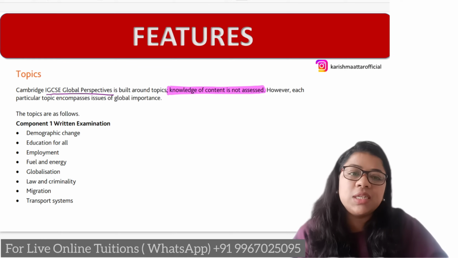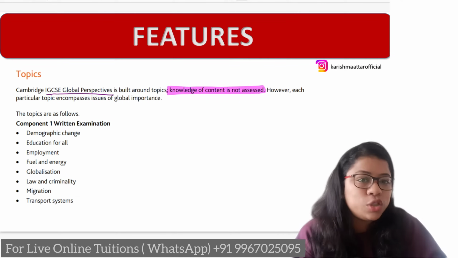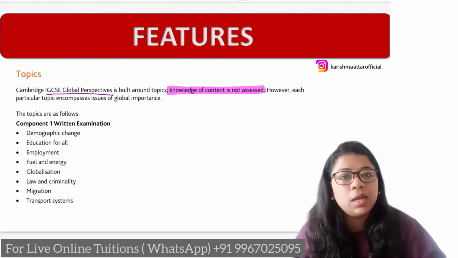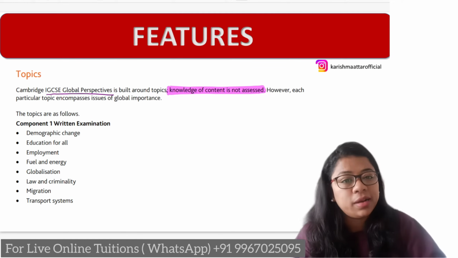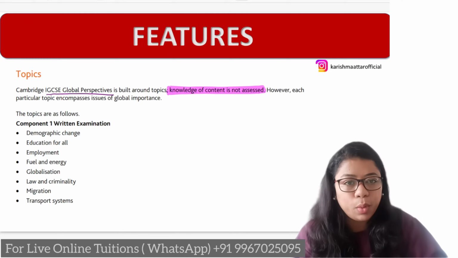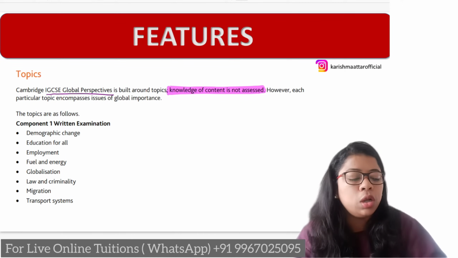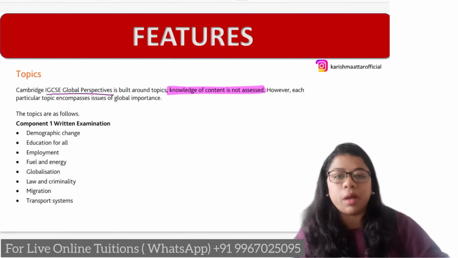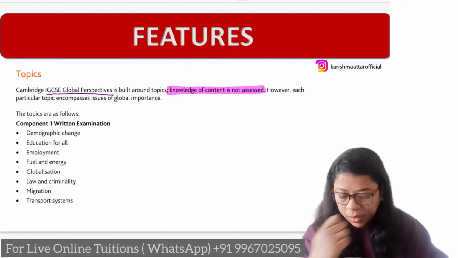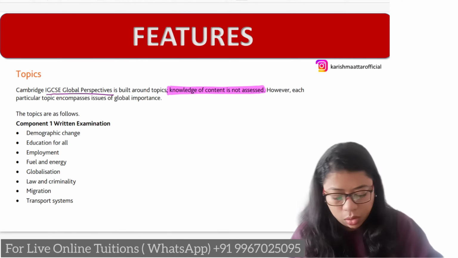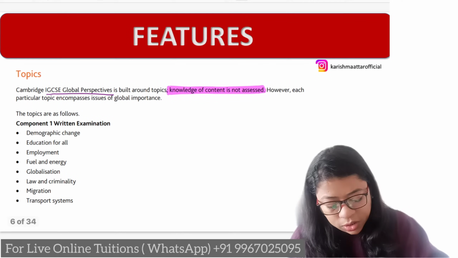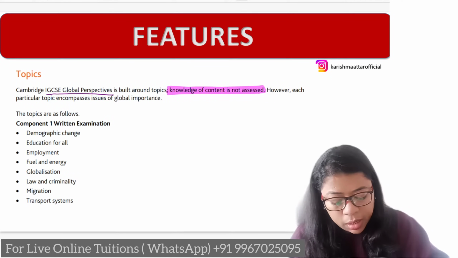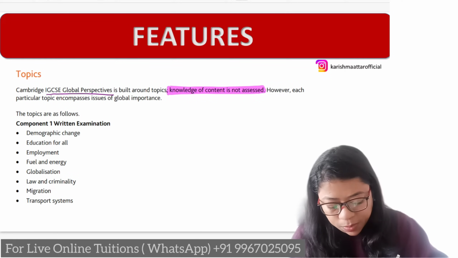Global perspective doesn't test your knowledge. It's not a knowledge level testing that's done. What they test is the analytical skill, how well you are able to evaluate something. That is more important, and that's what you should try building your answer around. Okay, so these are the topics that you might get the sources from. Demographic changes, education for all, employment, fuel and energy, globalization, law and criminality, migration, transport systems.